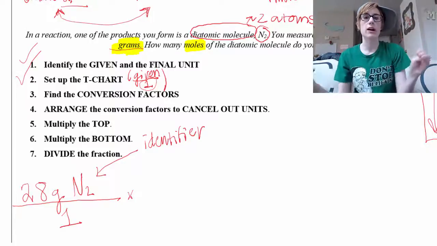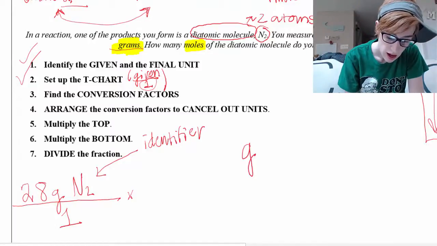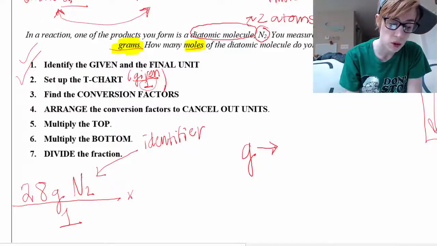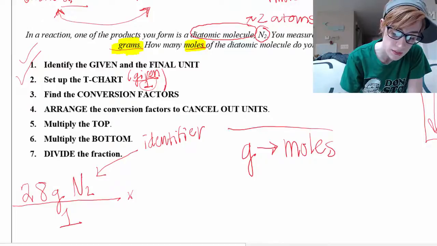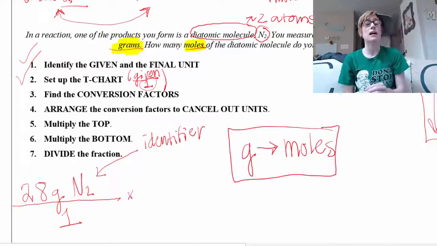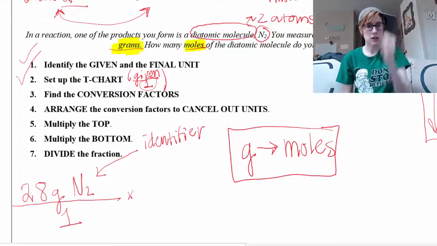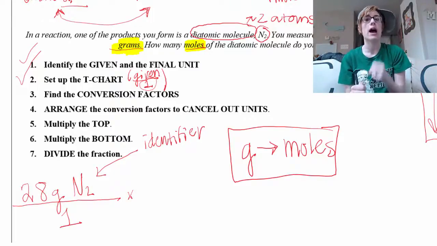I always write out my line of thinking. So I'm in grams right now, okay? But I need to go to what? What am I going to? I'm going to moles. That's my final unit. Grams to moles. This is my thought pattern. If I write out my thought pattern, it helps me know which conversion factor I need. I'm in grams. I'm going to moles. That means I need a conversion factor that has grams and has moles.